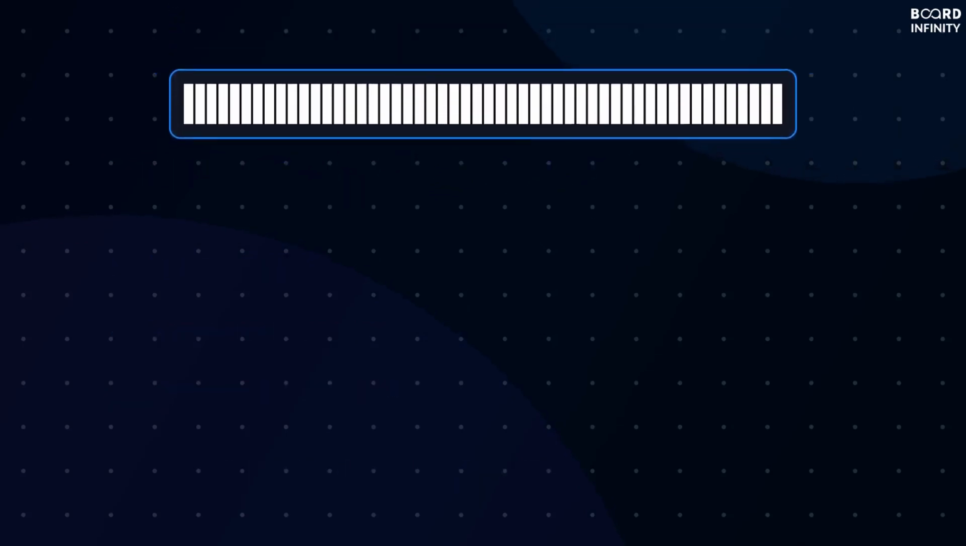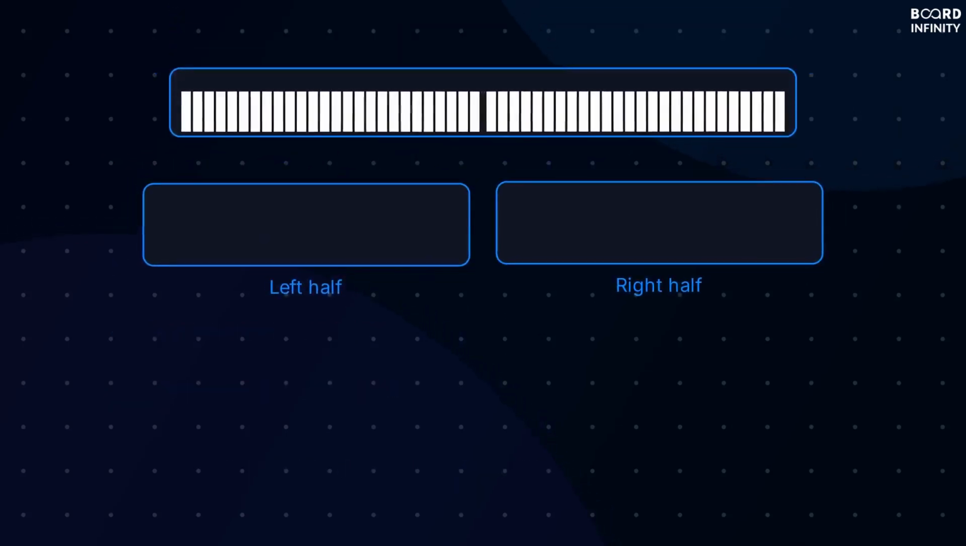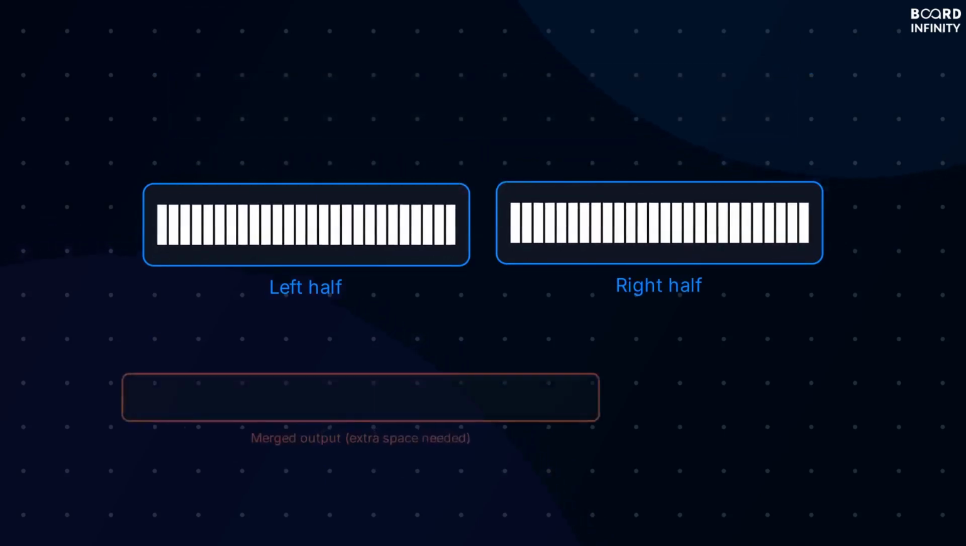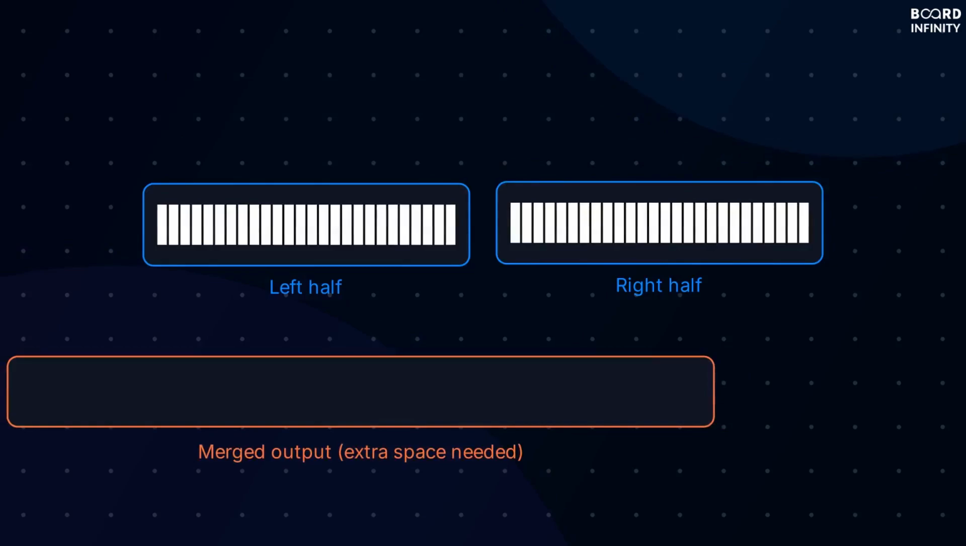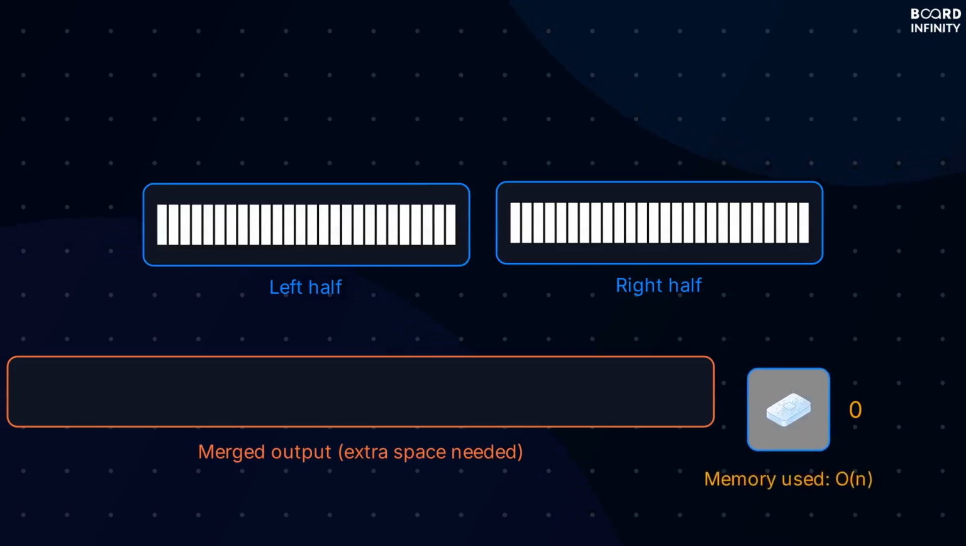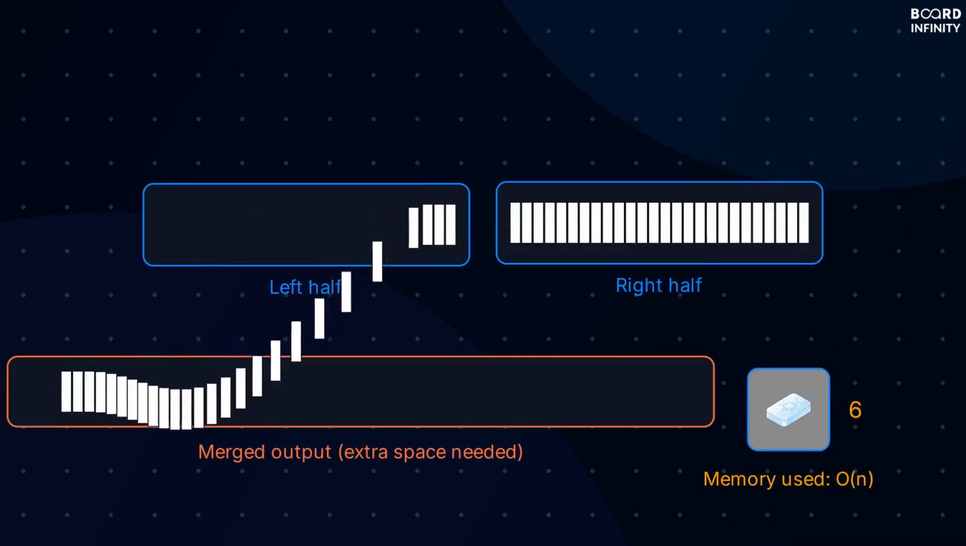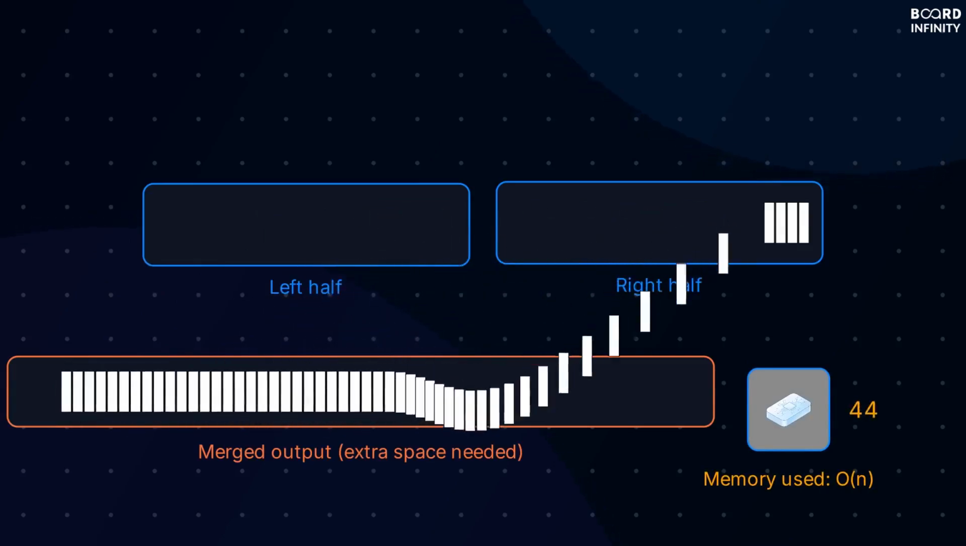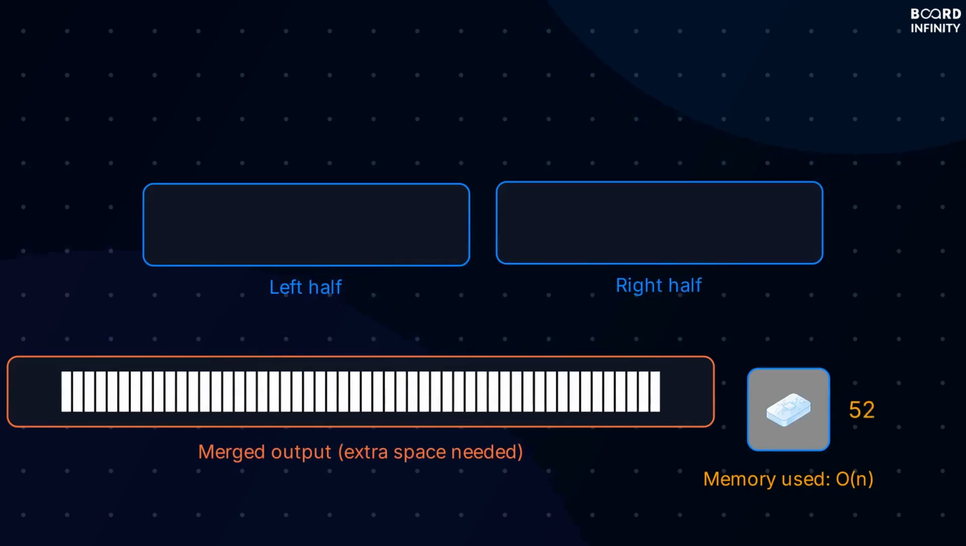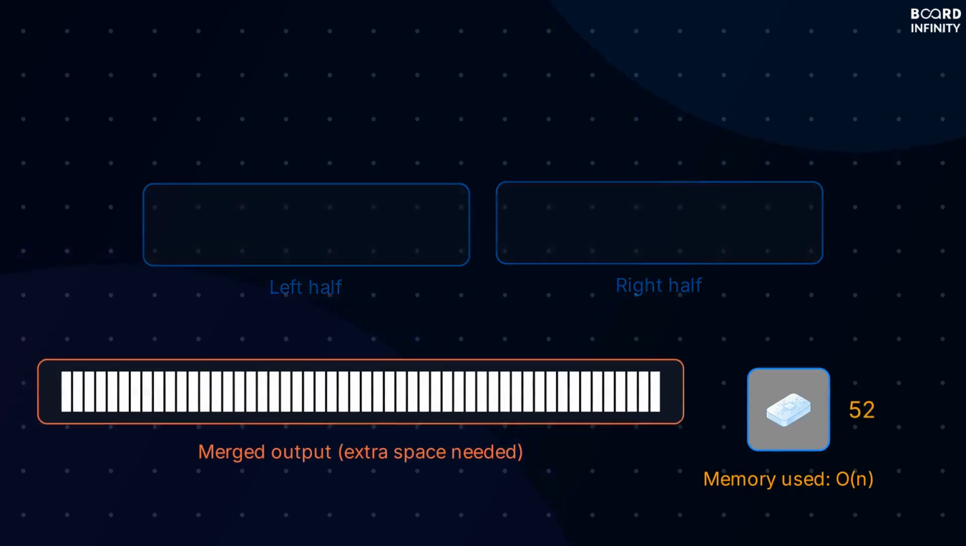Merge sort guarantees O of n log n. But it has a cost: memory. Every time you merge, you need extra space to hold the result. Specifically, O(n) additional memory. That's fine for small datasets, but for massive ones, it adds up. This visualization shows the explicit memory being used to store the merged output.